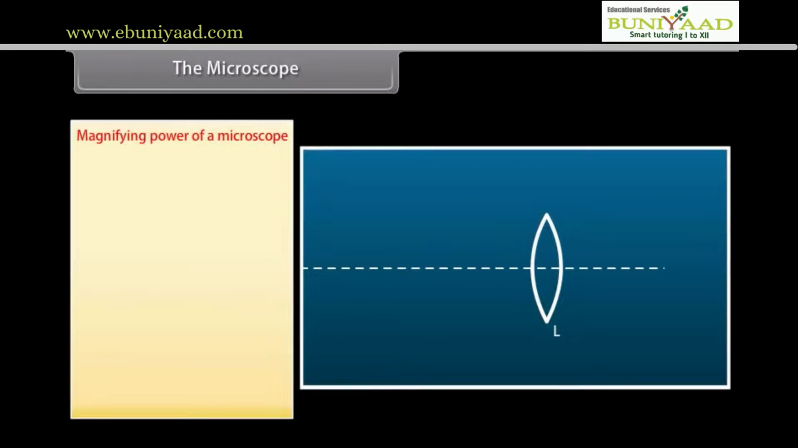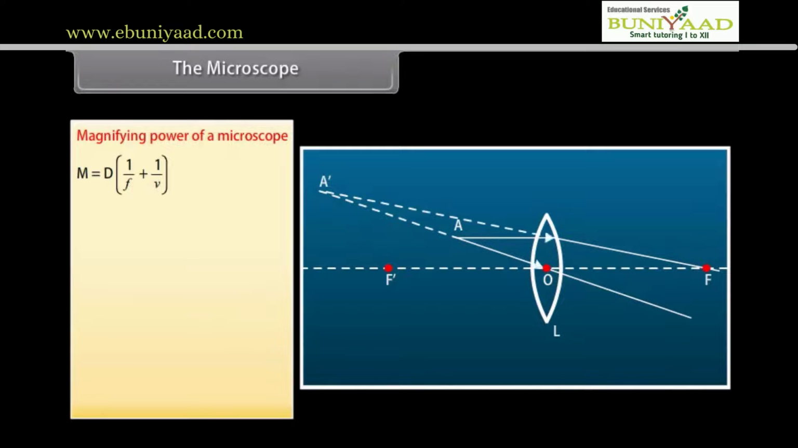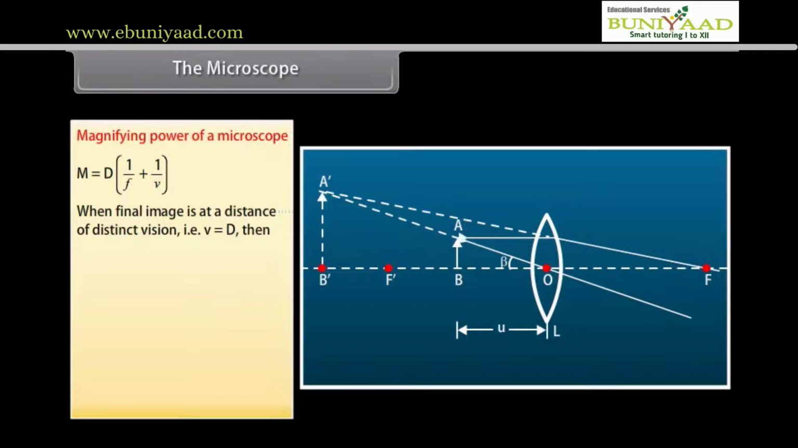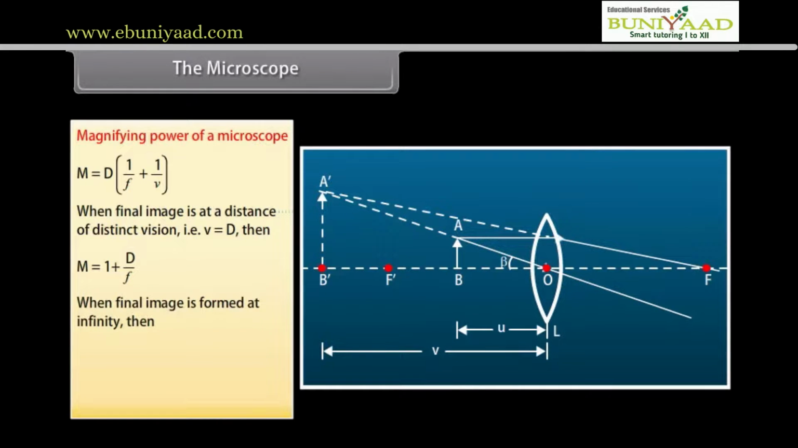Magnifying power of a microscope. M is equal to D into (1/F + 1/V). When final image is at a distance of distinct vision, that is V is equal to D, then M is equal to 1 plus D by F. When the final image is formed at infinity, then V is equal to infinity, M is equal to D into (1/F + 1/infinity) = D by F.